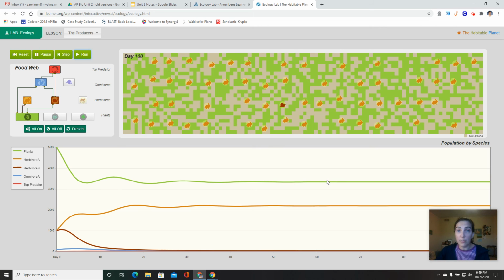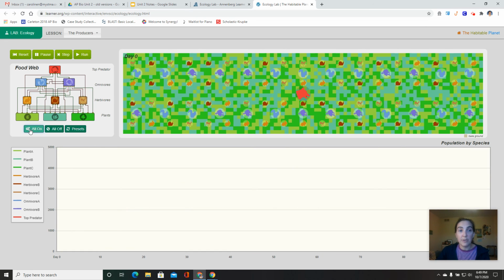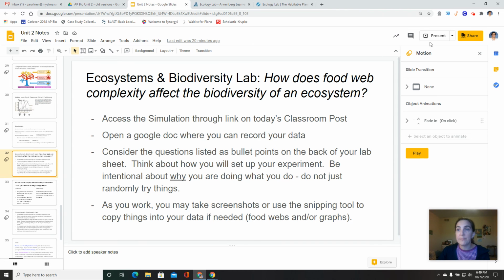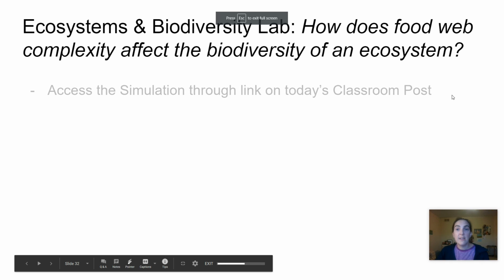So your goal here, we're looking at how food web complexity affects biodiversity. The most complex this food web can be, if you turn them all on, there you've got all the things, you can run this again and see what happens. And your goal with this really is to have the highest biodiversity that's sustainable over time, which means in your graph, you should have lots of those colored lines. They don't all need to be super high. Remember, a top predator is never going to have a huge population, but the important thing is that you have lots of lines that remain steady over a long period of time. So you're going to play with that today.